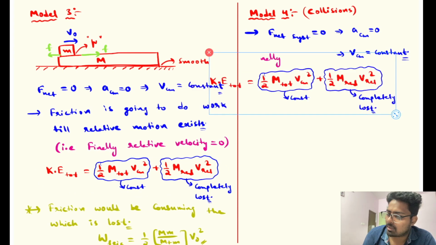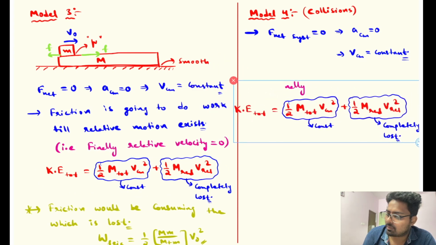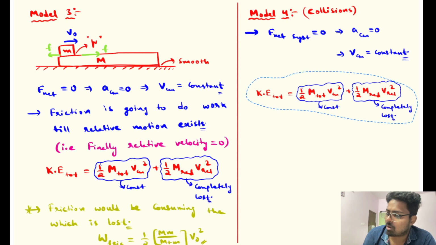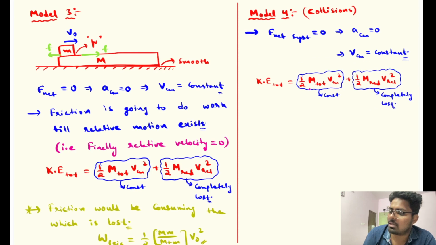As I said, all the concepts are similar. So again, as the center of mass velocity should remain constant, this first part should remain constant. That means the only thing that can be changed is what? Only thing that can be changed is this value. The first one will remain constant. This is the one which can vary, this is the one which can change.